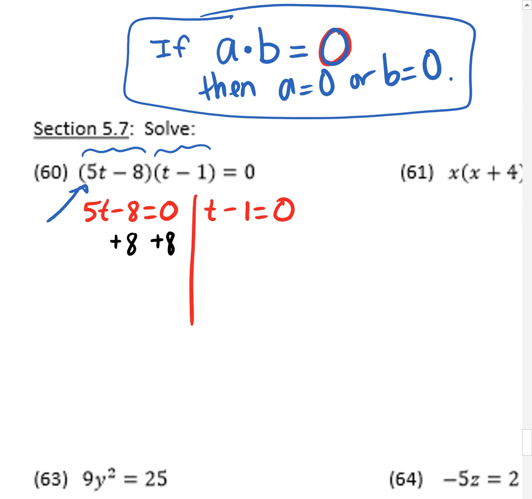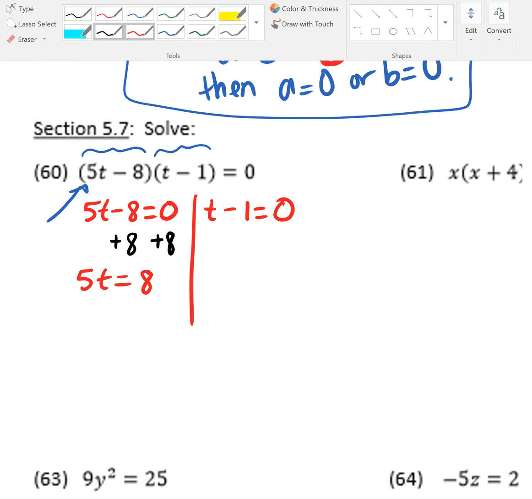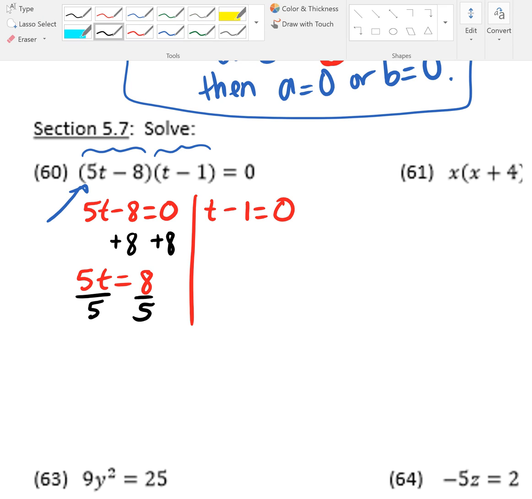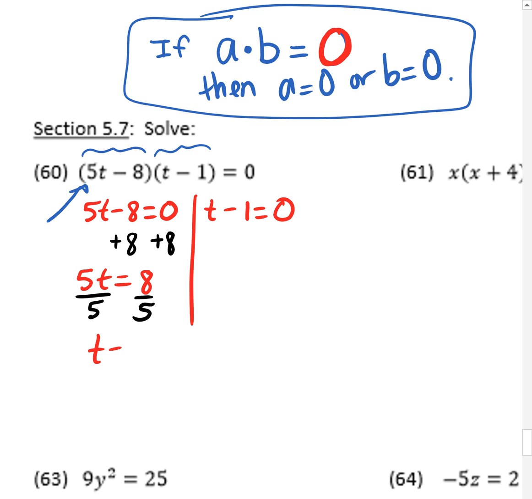So for the first one, if I want to solve for t, I'll add 8 to both sides. That'll give me 5t equals 8. I'll be dividing by 5, and I'll get that t is 8/5. Okay. The second one, all I have to do is add 1 to the other side, and then t is found.